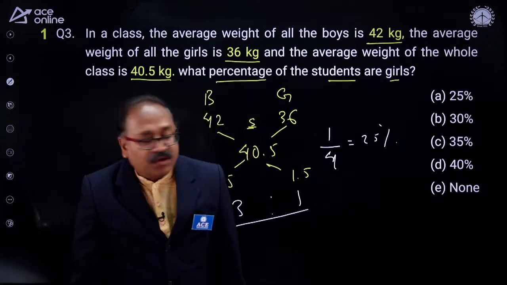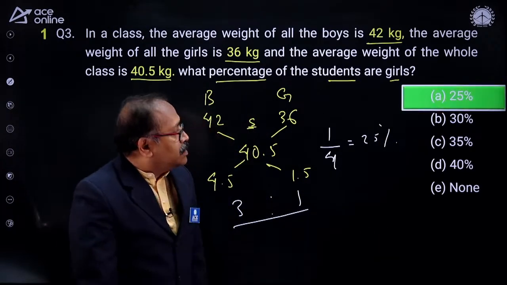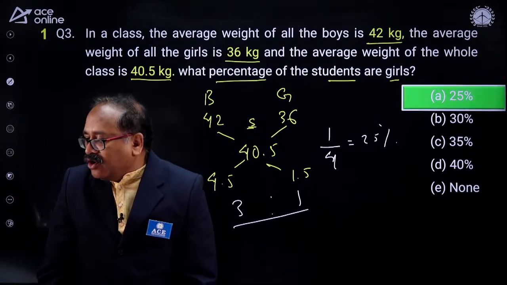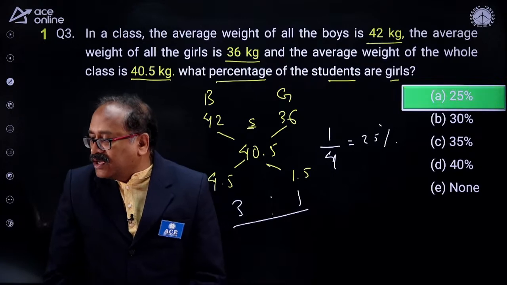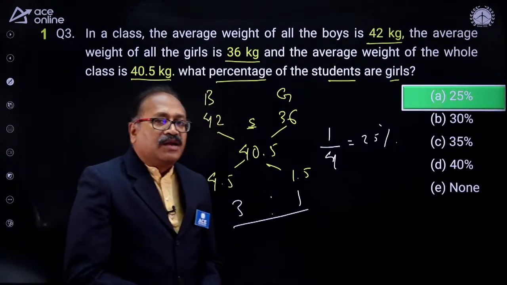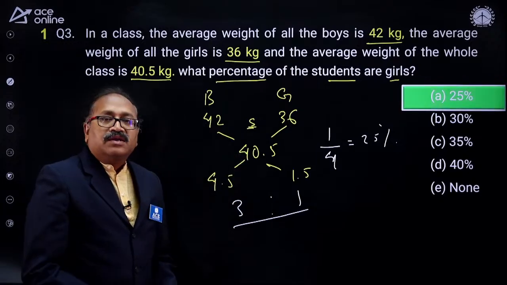Anyone answered the question? Option C? No, sir, it is 25%, Option A. Yes, Anil Kumar has rightly answered the question. Aman, I think there must be some slip in the calculation. Hope this question is clear to everyone.